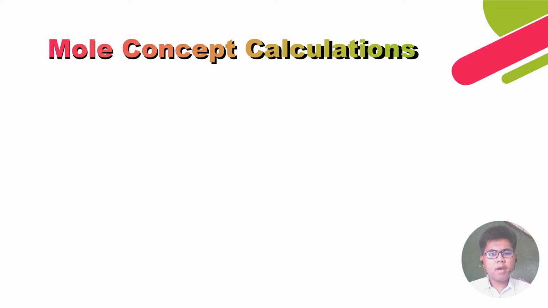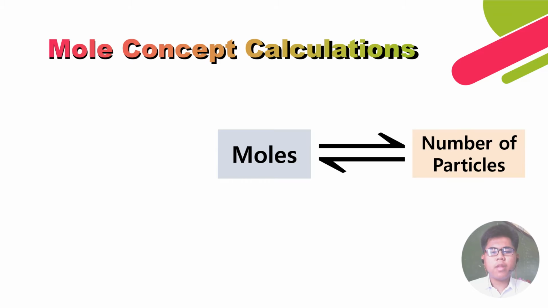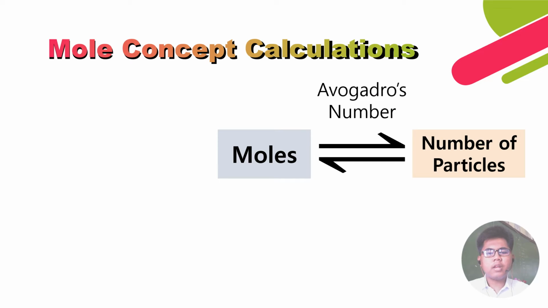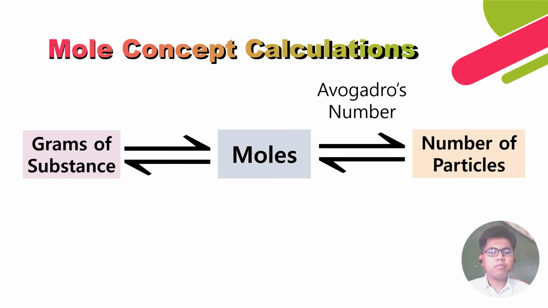So far, we have learned the relationship between mole, number of particles, and molar mass. Now, using this relationship, we are going to perform mole concept calculations. As a review, we have this number of moles related to number of particles in terms of, yes, very good, Avogadro's number. And mole can actually be related to the number of grams of substance through the use of molar mass.